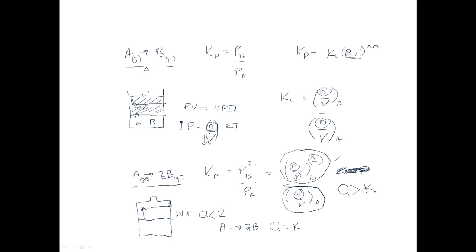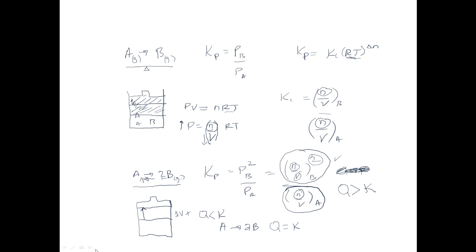Down here, we increase the volume. What happens is Q will be less than K, because as we increase the volume, this number becomes larger, this overall term becomes smaller, and this becomes a ratio smaller than what the original equilibrium constant was. And so the reaction shifts to make up for that difference by increasing B and decreasing A till we get back to the equilibrium constant.